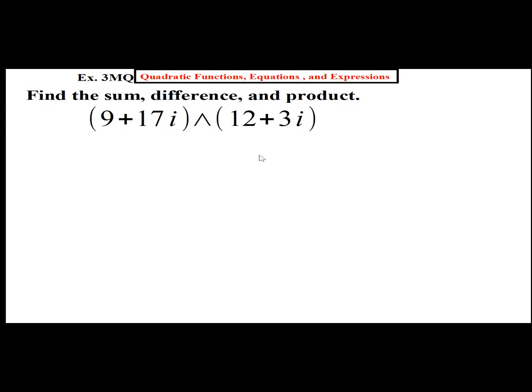Copy this one, please. Example 3: find the sum, difference, and product of (9 plus 17i) and (12 plus 3i). All right, guys, I'll give you 2 minutes. Copy that and go. See how you do.